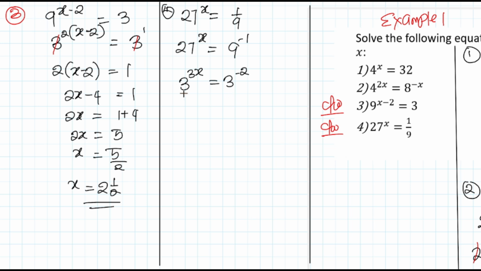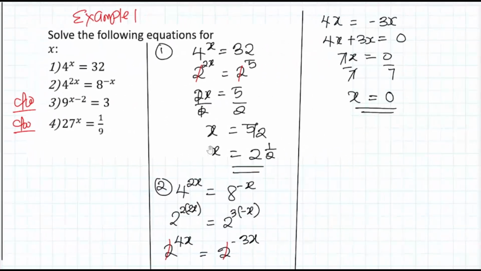And then we have the same base now. You cancel the base and then you equate the powers. 3x = -2. x = -2/3. That is the final answer. So this is how you solve exponential equations, guys, and it is very simple.